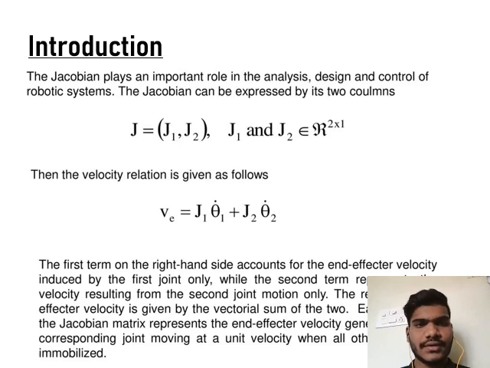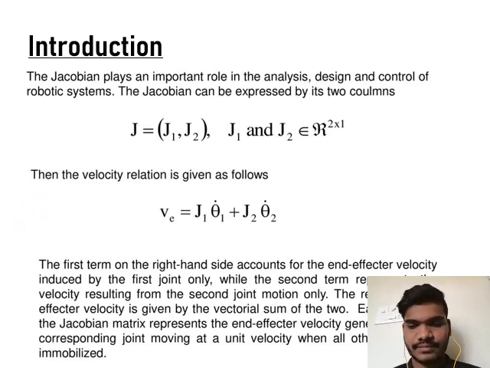Introduction. The Jacobian plays an important role in the analysis, design, and control of robotic systems. The Jacobian matrix can be expressed by two columns: J equals J1, J2, where J1 and J2 belong to R to the power of 2 cross 1. Then the velocity relation is given as follows: VE equals J1 theta dot 1 plus J2 theta dot 2.